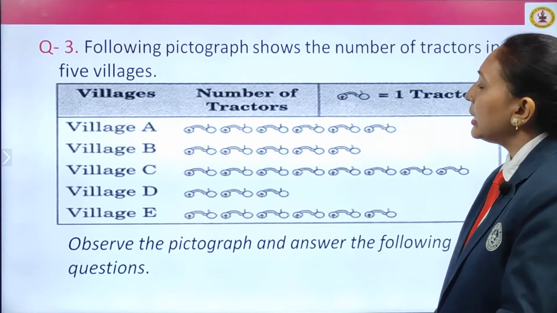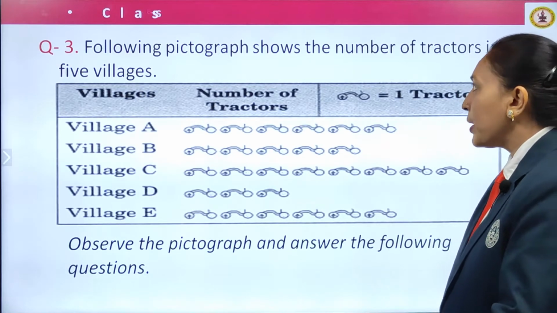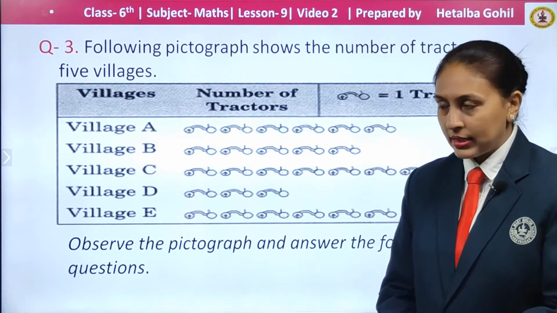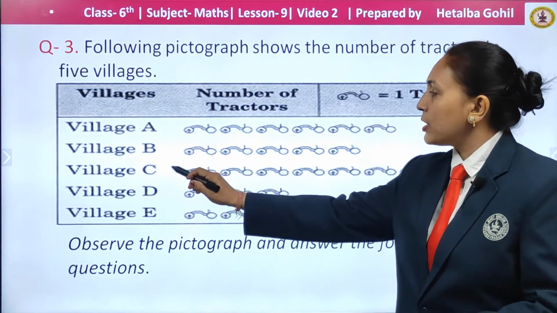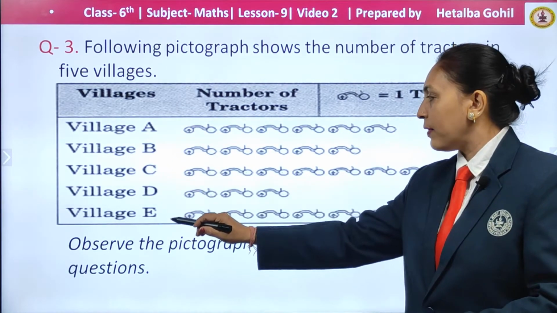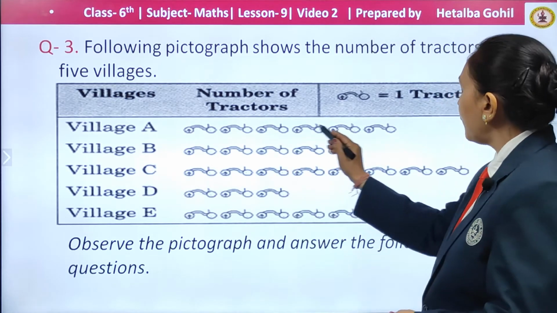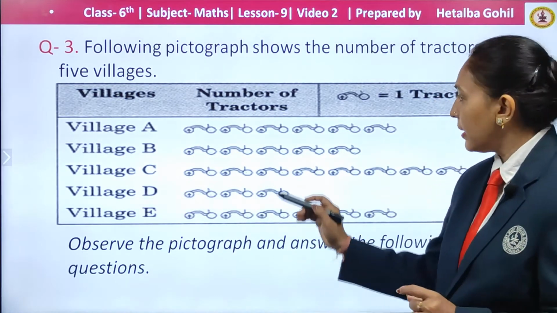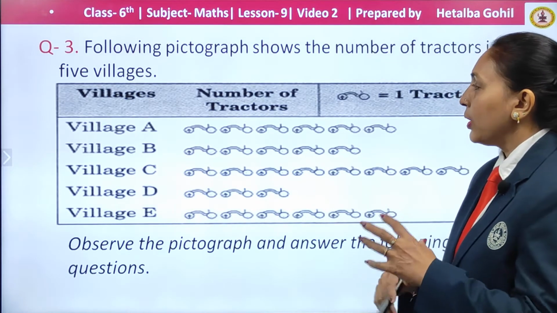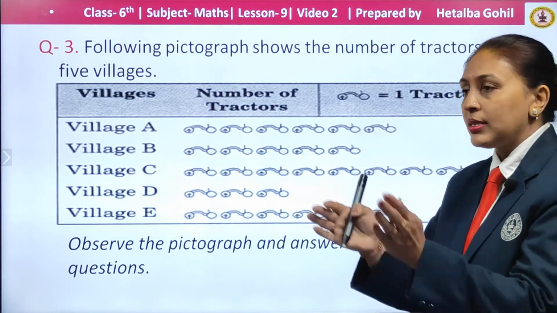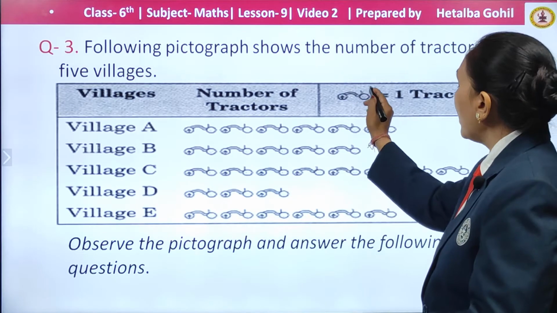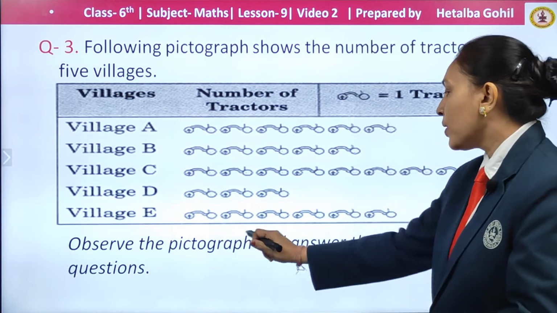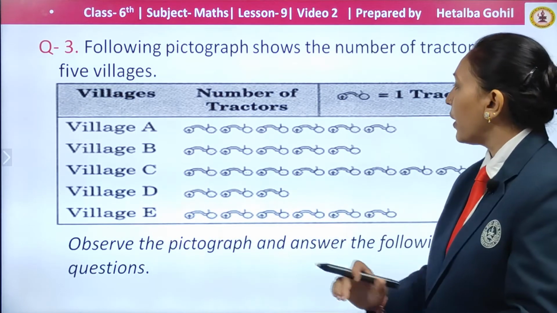Now question number 3. The following pictograph shows the number of tractors in 5 villages. So this is village A, village B, village C, village D and village E. The object taken to represent the data is the tractor. Each village has this many tractors and that many tractors. So one picture represents one tractor. Now observe the pictograph and answer the following questions.